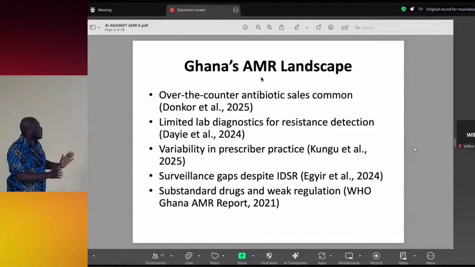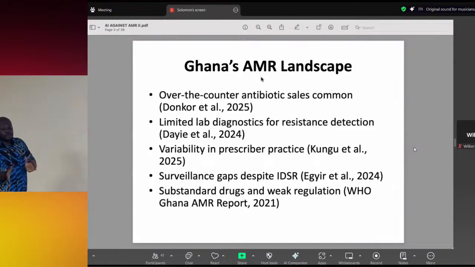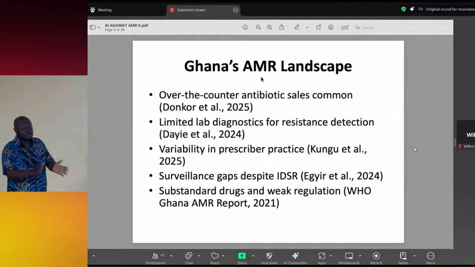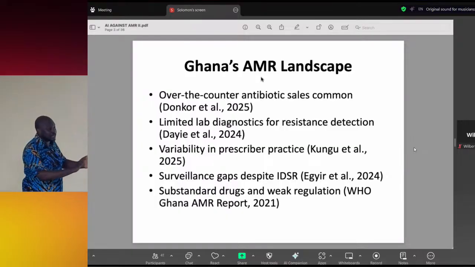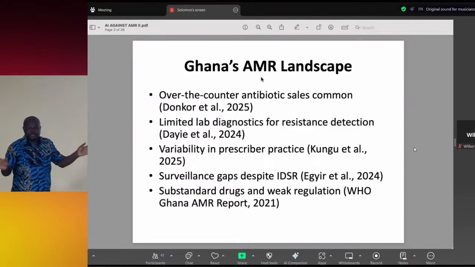Now, there's variability in prescriber practice. Dr. A feels, well, for malaria chloroquine will do. Dr. B feels it will be done by artesunate. Dr. C feels mefloquine will do. All these variabilities also contribute to resistance.